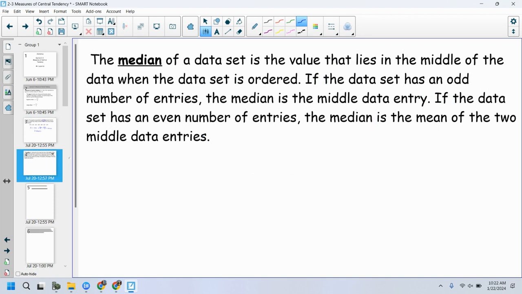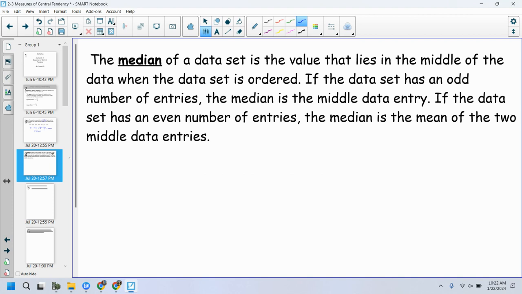The median. So this is the median. The median of a data set is the value that lies in the middle of the data when the data set is ordered. If the data set has an odd number of entries, the median is the middle data entry. If the data set has an even number of entries, the median is the mean of the 2 middle data entries. Okay, so median means middle, right? That's when you line them up and you take the middle number.